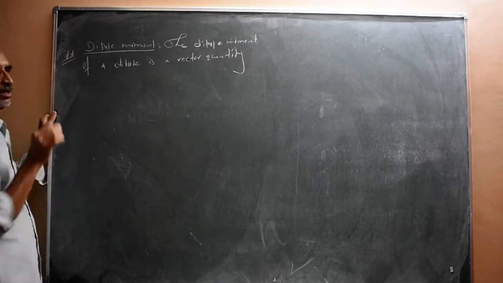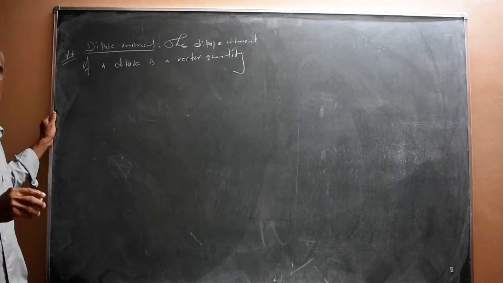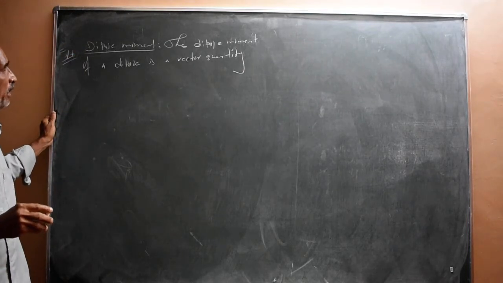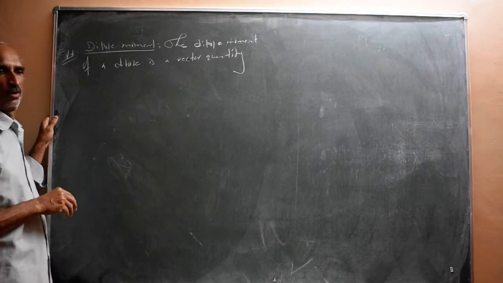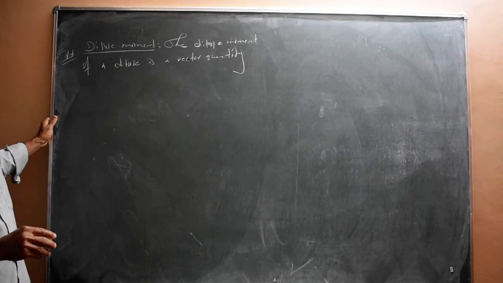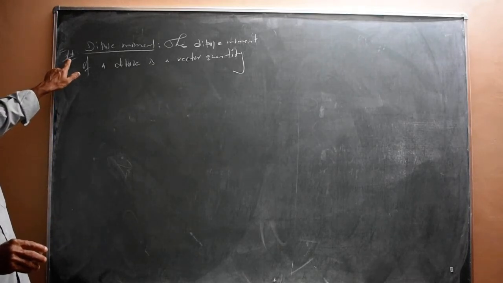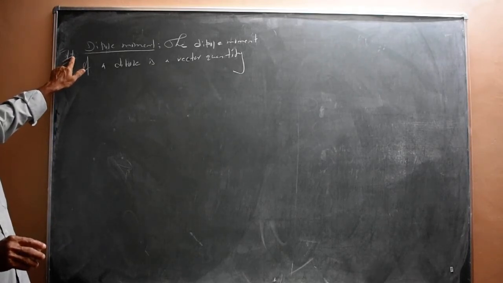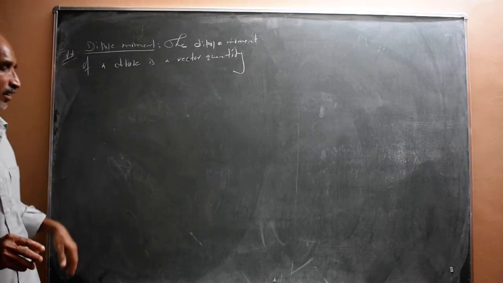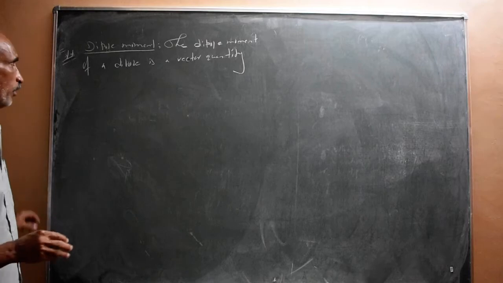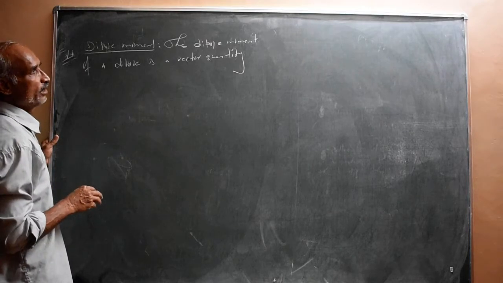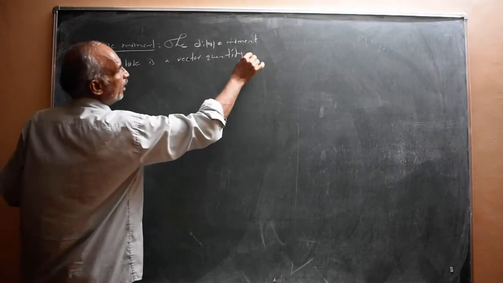Put a double star if you want, because it is an important definition with respect to the examination. All these quantities are marked so that they give more stress to those things from the examination point of view. Okay, the dipole moment of a dipole is a vector quantity.